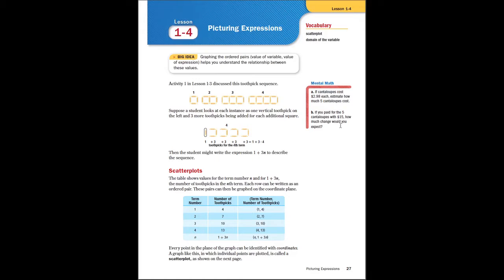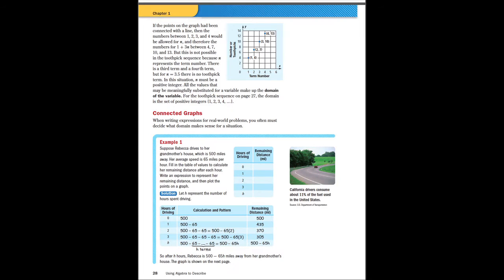Okay, let's take a look at the vocabulary real quick. We've got a couple of bits of vocabulary. We've got the term scatterplot and domain of a variable. Scatterplot, they talk about it down here at the bottom of page 27. This carries on into page 28.